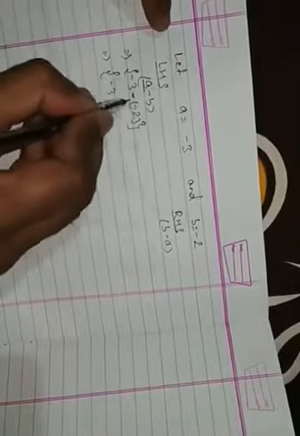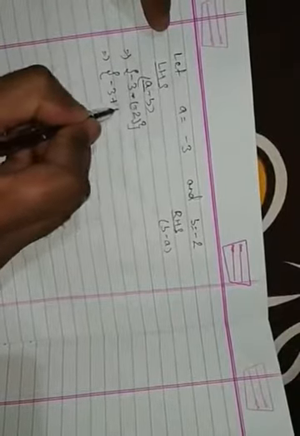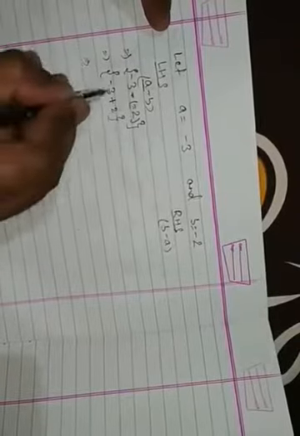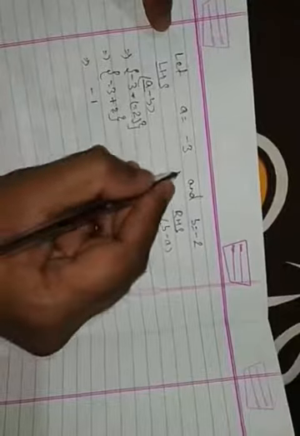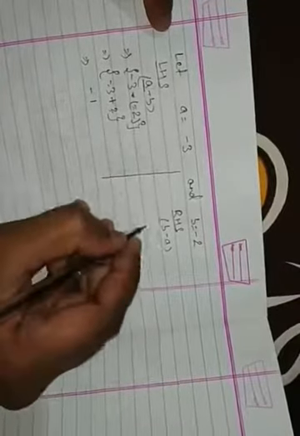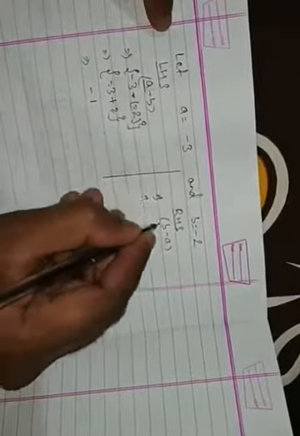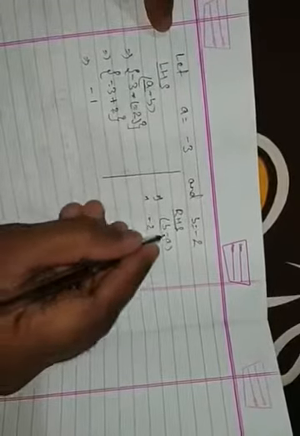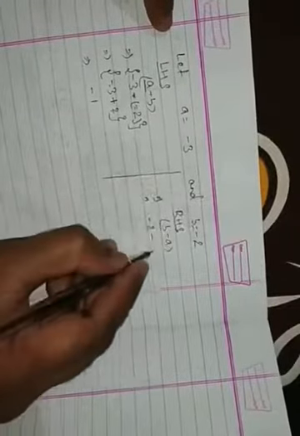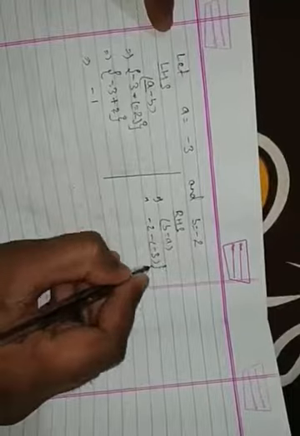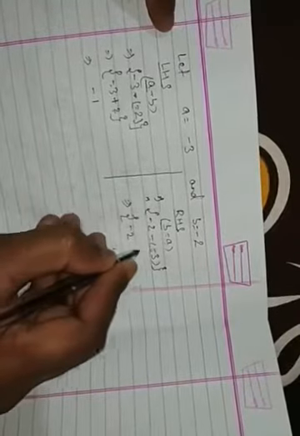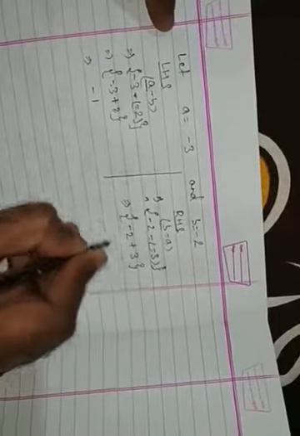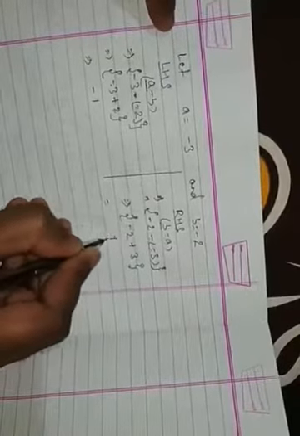We can solve this. Minus 3 minus minus is plus 2. Minus 3 plus 2 is equal to minus 1. Let's solve RHS, b minus a. b will be minus 2 minus, and a will be minus 3. Minus 2 minus minus is plus 3. 3 minus 2 will be equal to 1.